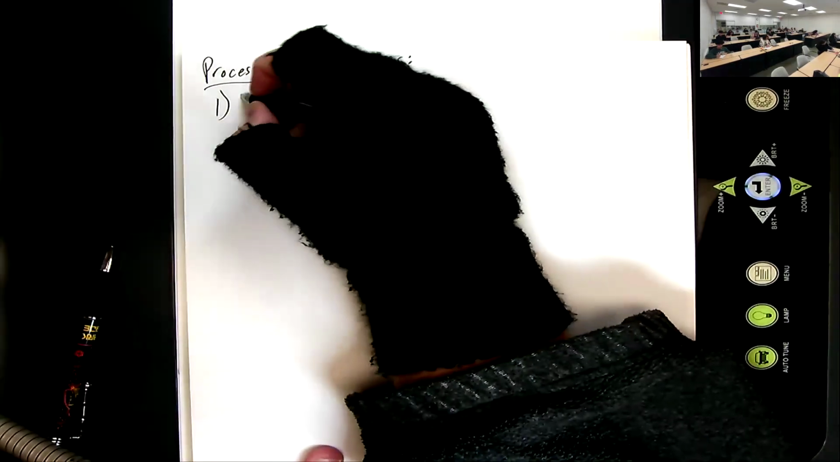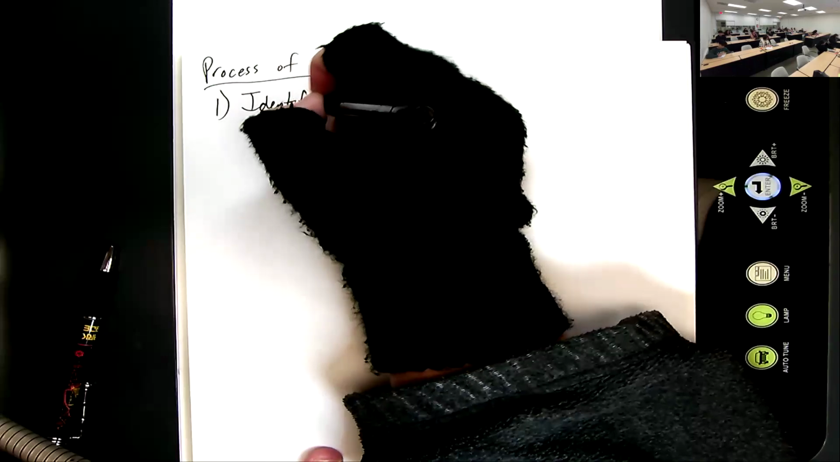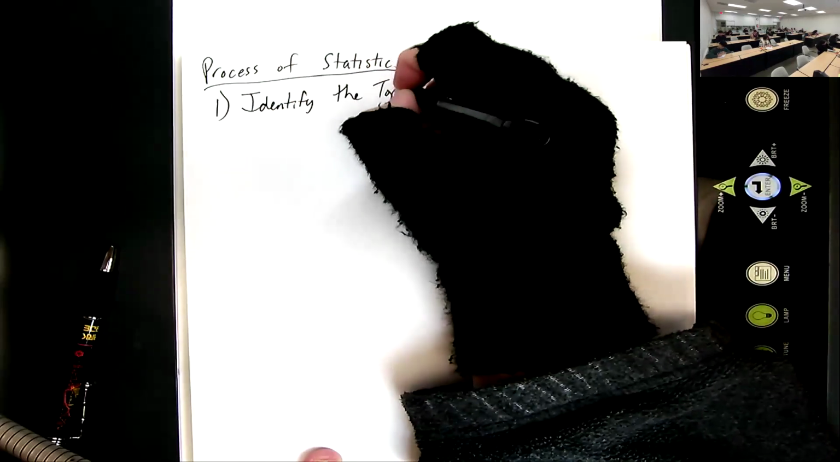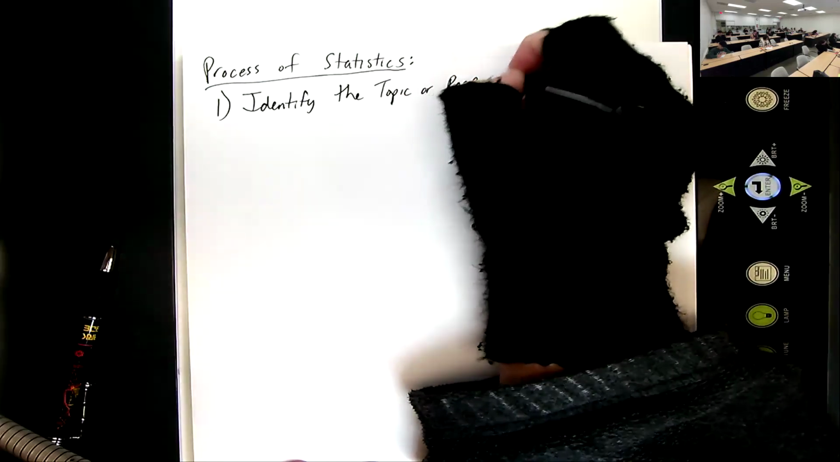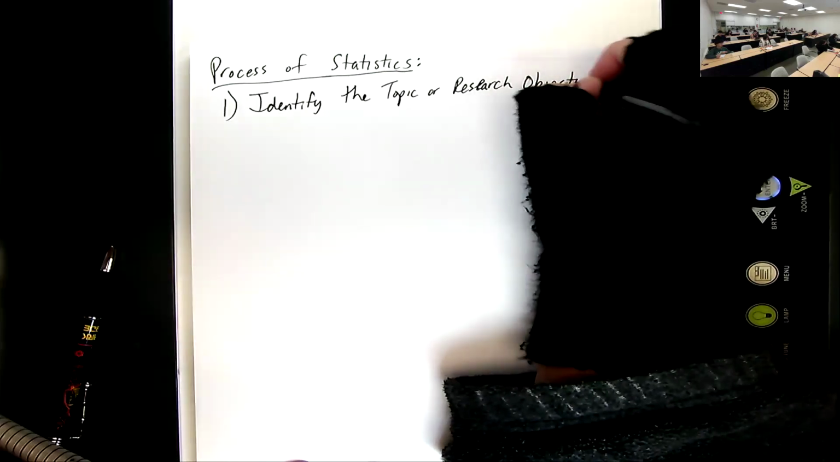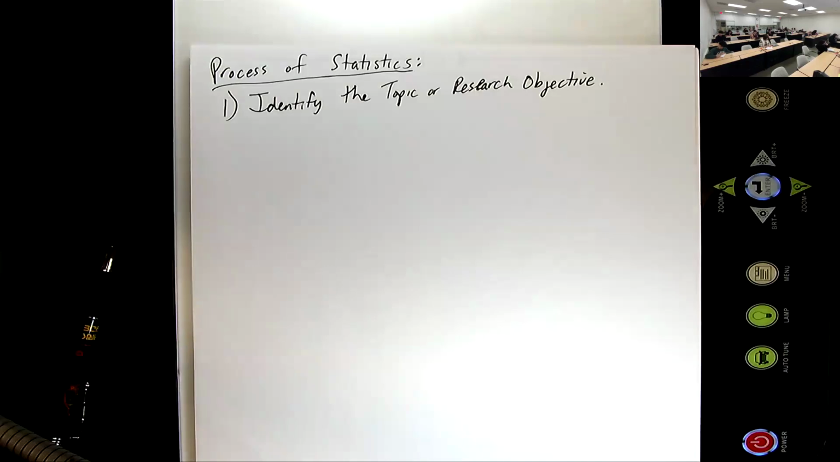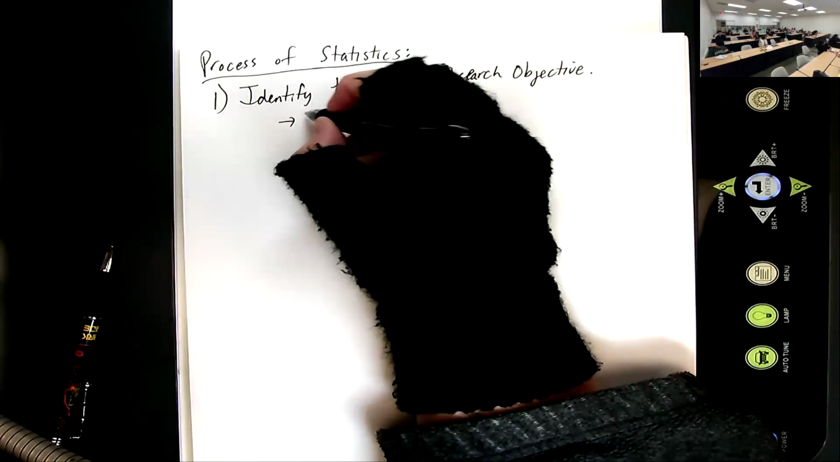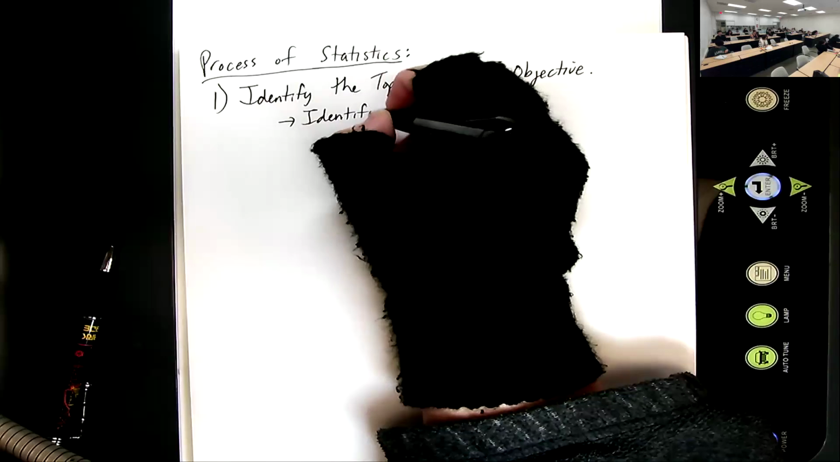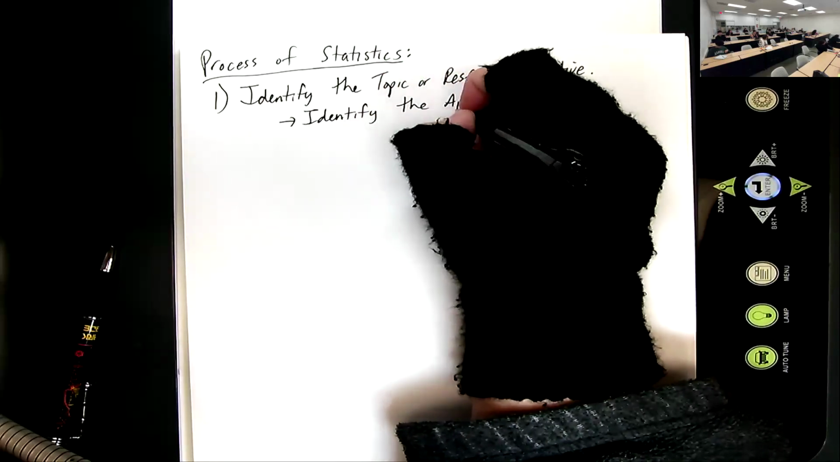So the process of statistics. Step one, identify the topic or research objective. We're collecting data, we're doing research, like R&D at companies, research and development: find out what will sell and develop it. Along with this, identify the corresponding or appropriate population.